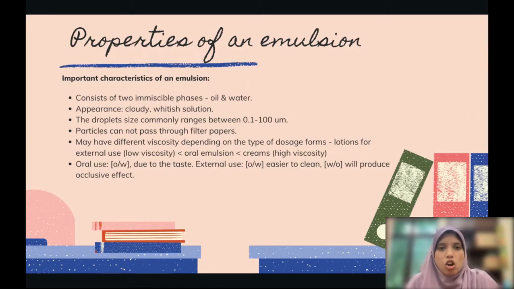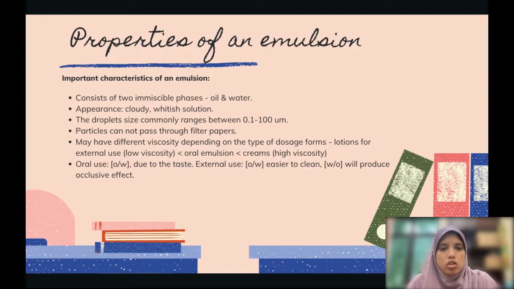The droplet size commonly ranges between 0.1 to 100 micrometer. And the droplets, the internal phase droplets, cannot pass through filter papers. Emulsion may have different viscosities depending on the type of dosage forms. So lotions for external use will have a low viscosity as compared to creams, which have a higher viscosity.